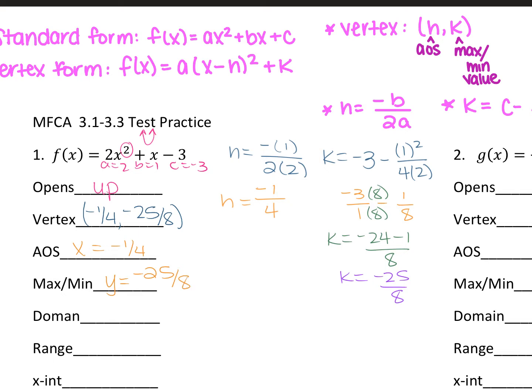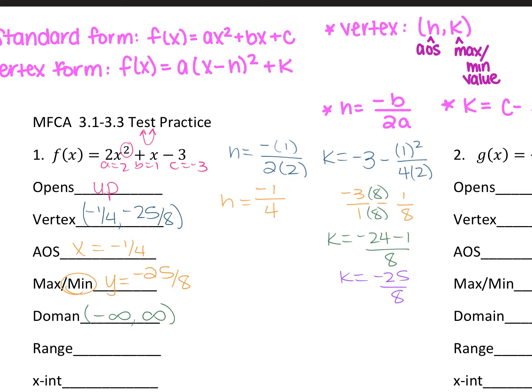We have to circle whether or not it's a maximum or minimum. Our vertex is our lowest point because our graph opens up. So that's a minimum. Your domain comes from your power. Your power of this is 2, so your domain is automatically all real numbers. So in interval notation, that's just from negative infinity to positive infinity.